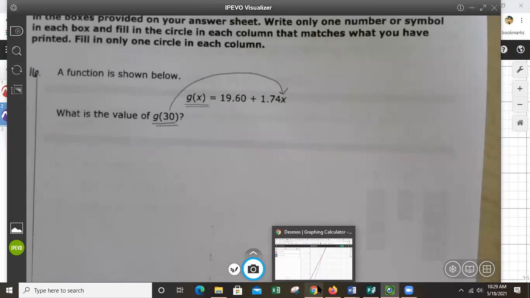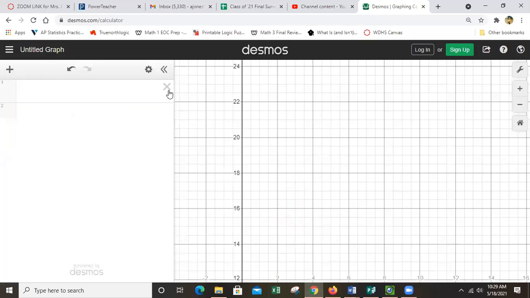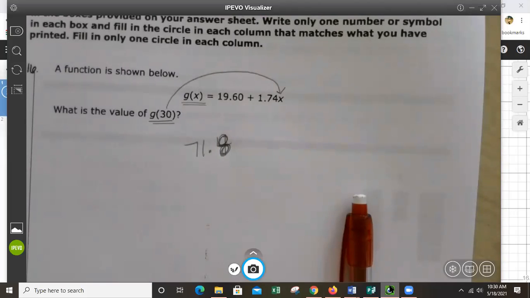So again, I can use Desmos on this. It's a calculator as well, y'all. So you can put it in here just like you see it. 1960 plus 1.74, and then we're replacing x with 30. What do we get? That's it. That's your answer. Put it on your paper, 71.8. Anything hard about that? You just got to remember to plug it in. That's it.